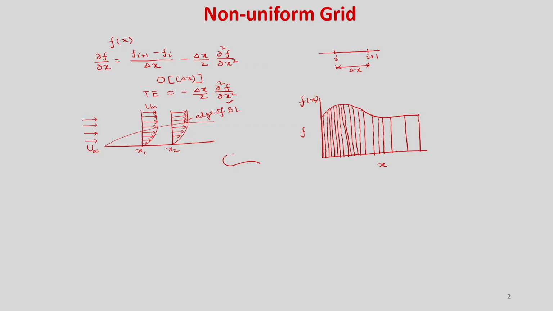There are many other examples, such as flow over a wing or flow over an aerofoil. Obviously there will be boundary layer development on the surface, and you can use a very fine mesh near the solid region.